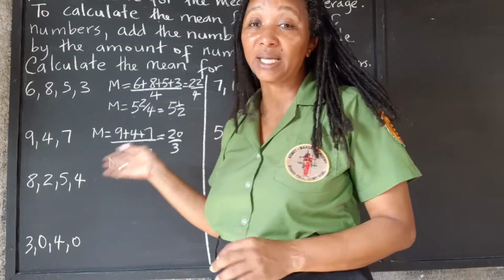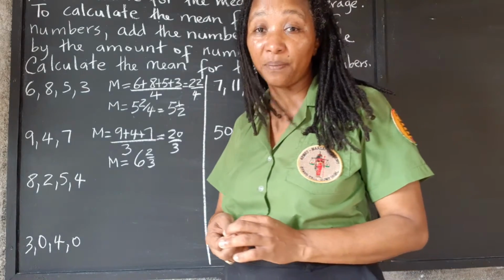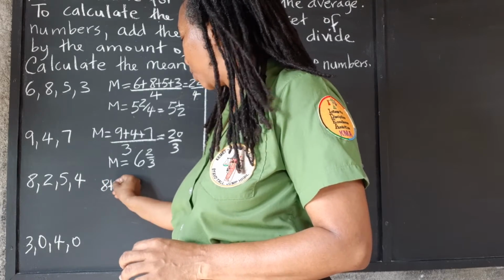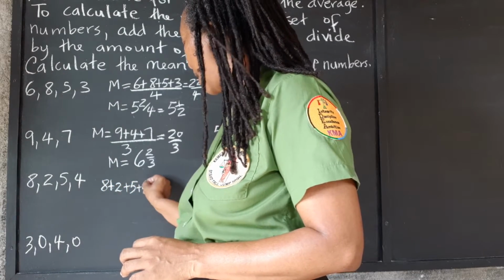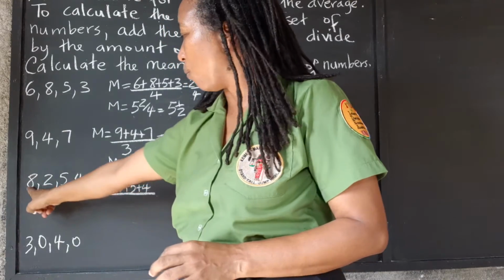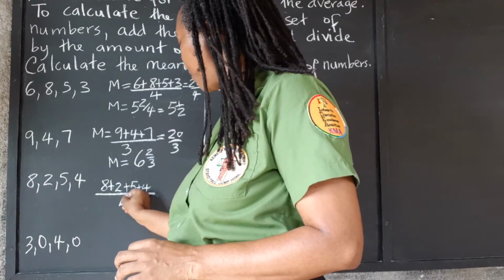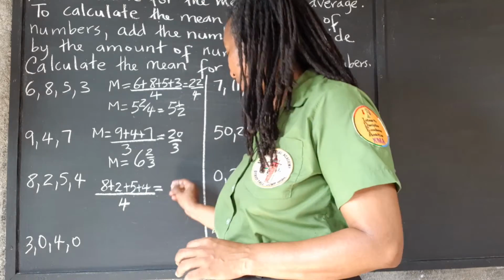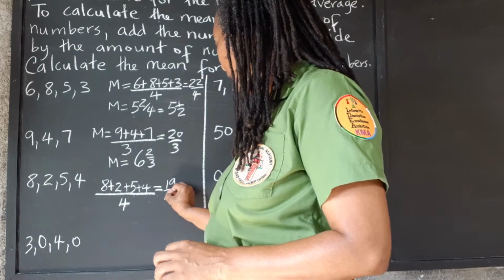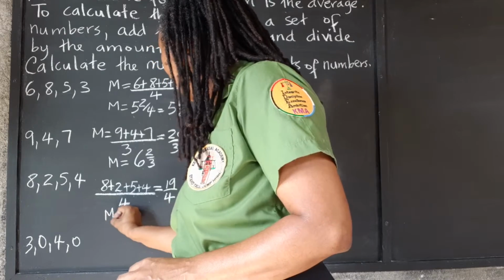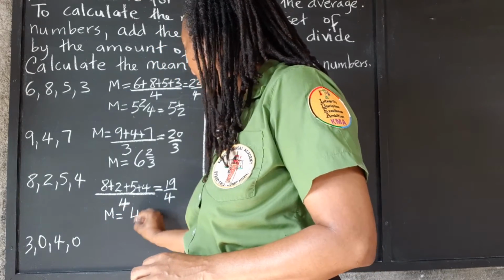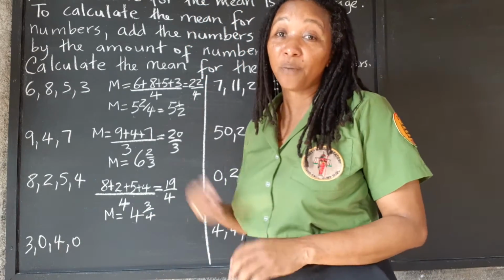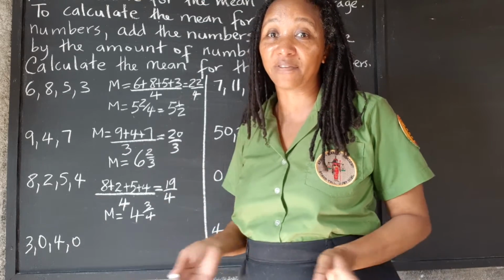So sometimes the mean is a fraction. We don't always get a whole number for the mean. Alright, so for this we're going to add the 8 plus 2 plus 5 plus 4 and divide that answer by 1, 2, 3, 4 numbers, so by 4. 8 and 2 is 10, and 5 is 15, and 4 is 19. 19 divided by 4. 4 goes into 19 4 times, remainder 3 over 4. So for all of these so far, our mean has been a fraction, and that's perfectly fine.